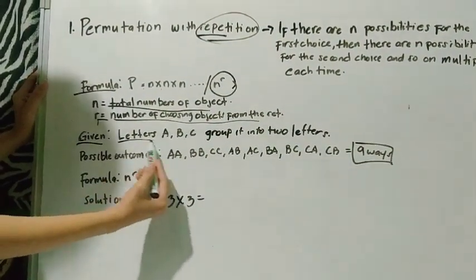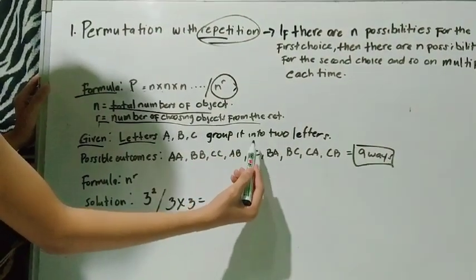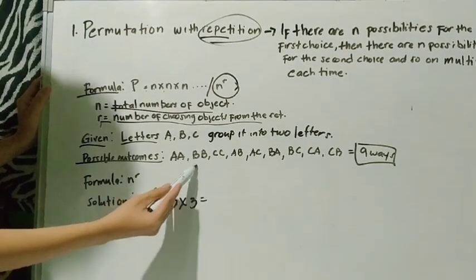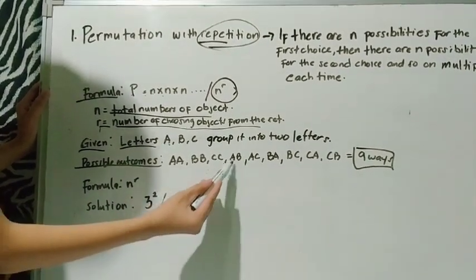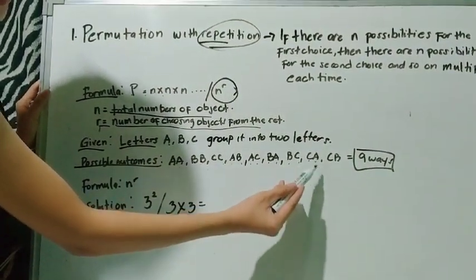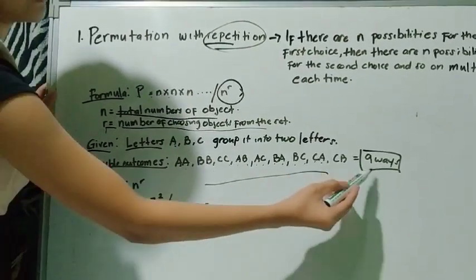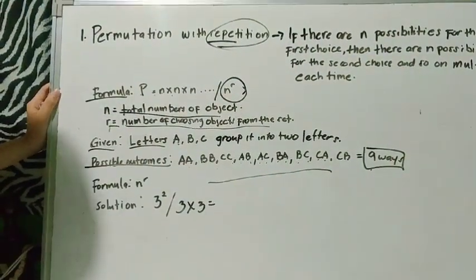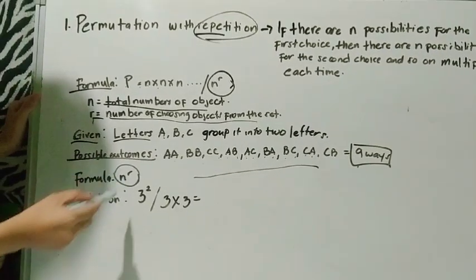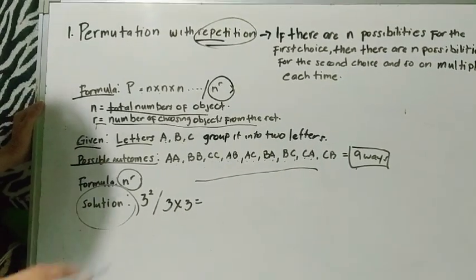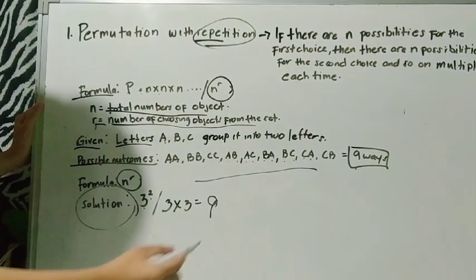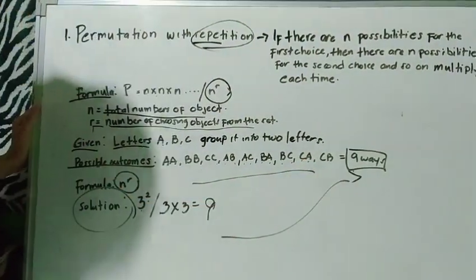Given letters A, B, C, group them into two letters. The possible outcomes are AA, BB, CC, AB, AC, BA, BC, CA, and CB. So there are 9 ways, but it's quite time-consuming. So we simply use the formula n raised to r. The solution would be 3 raised to 2, or 3 times 3, which is equal to 9. So there are 9 ways, just like the list.